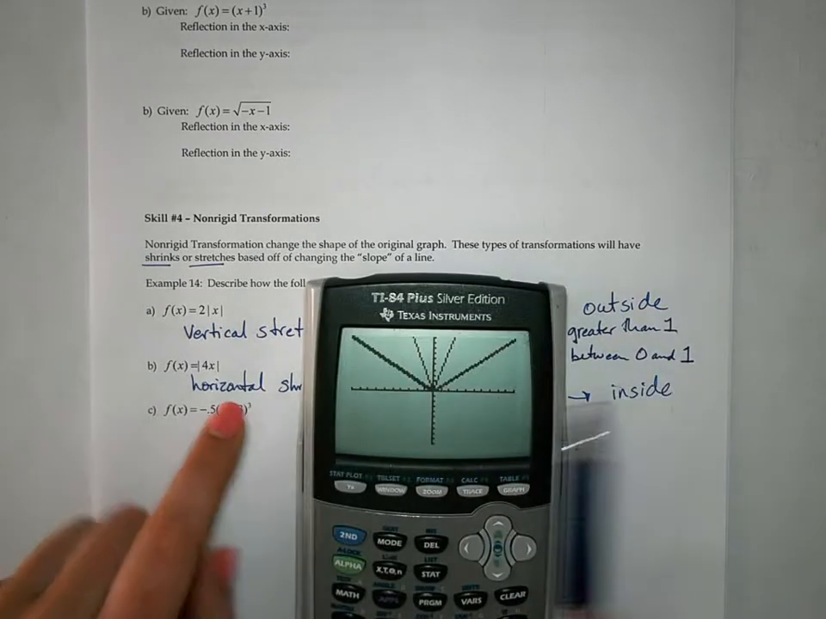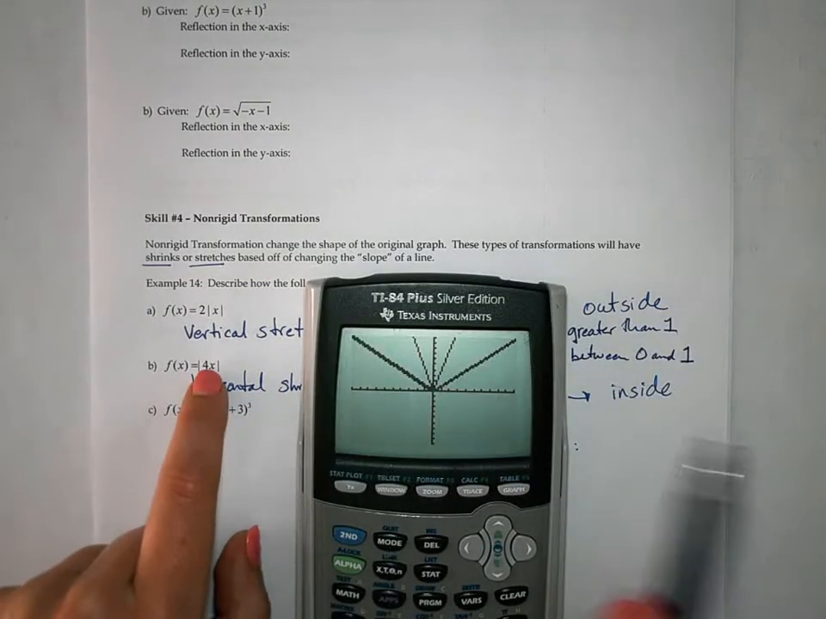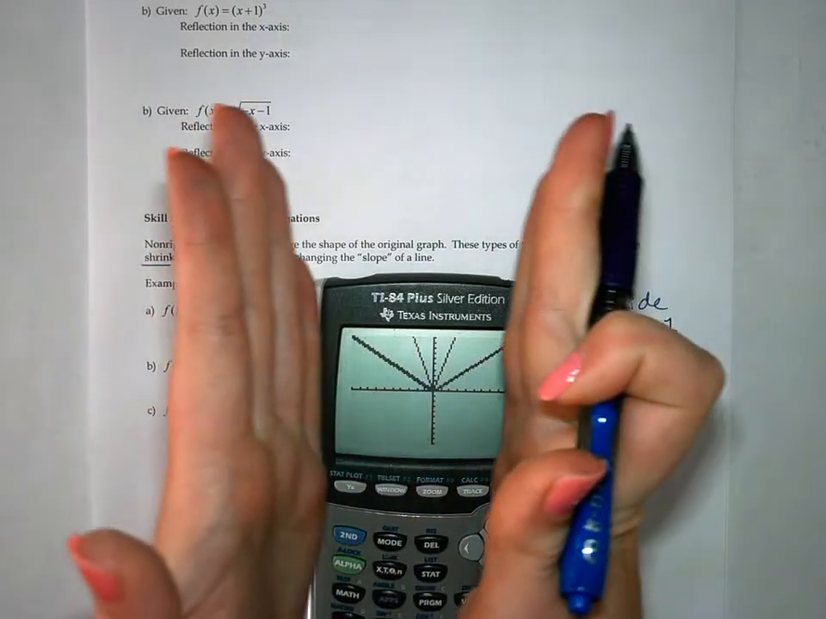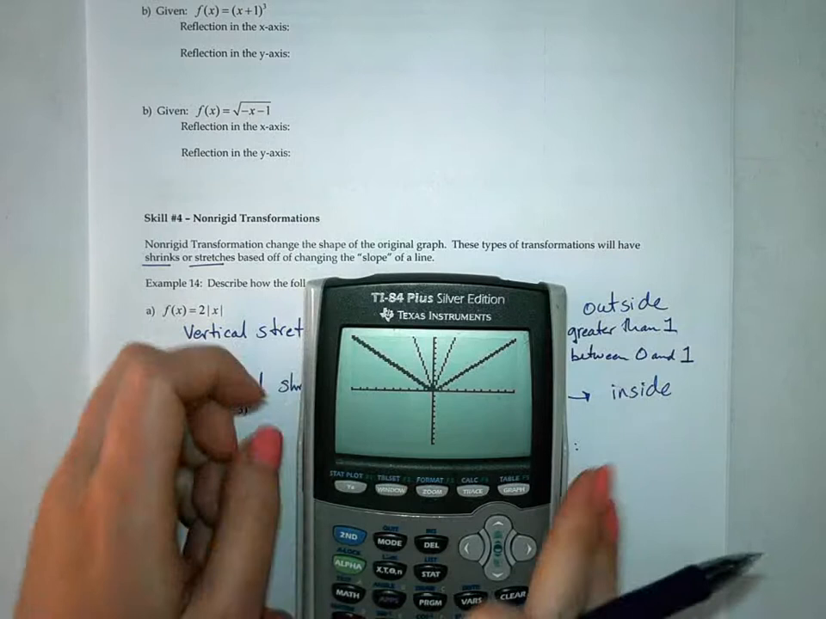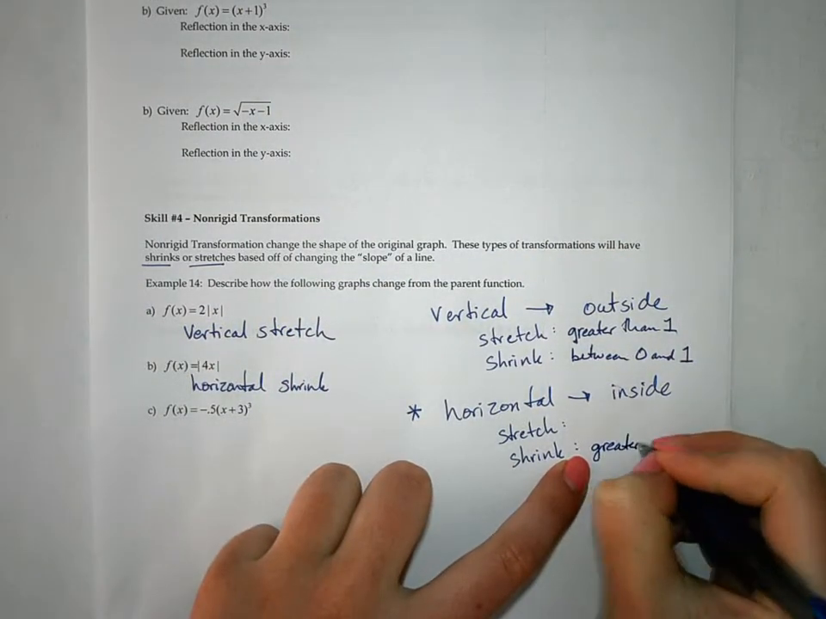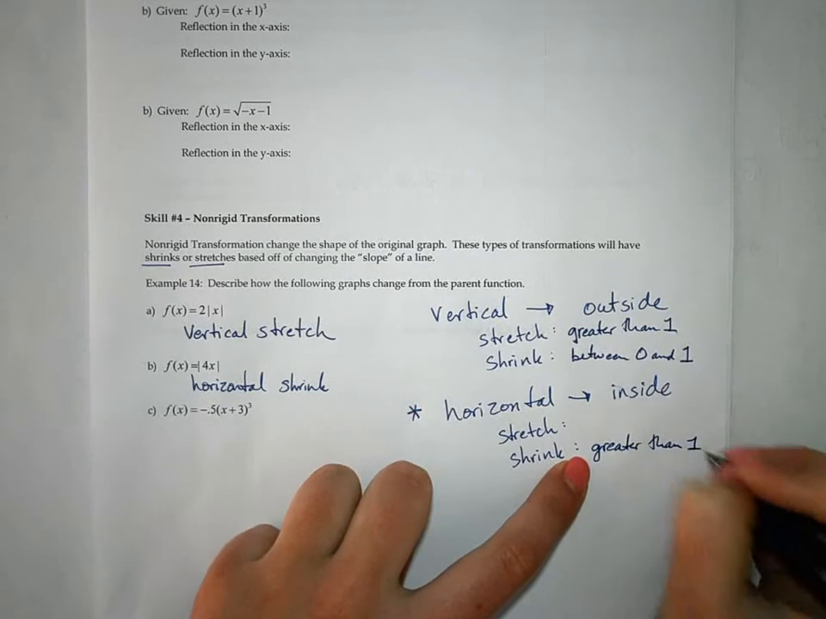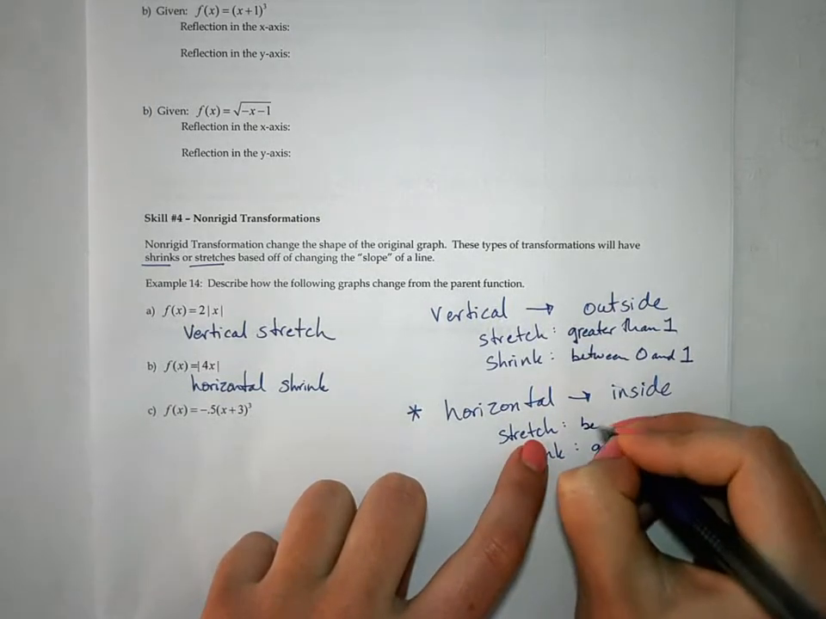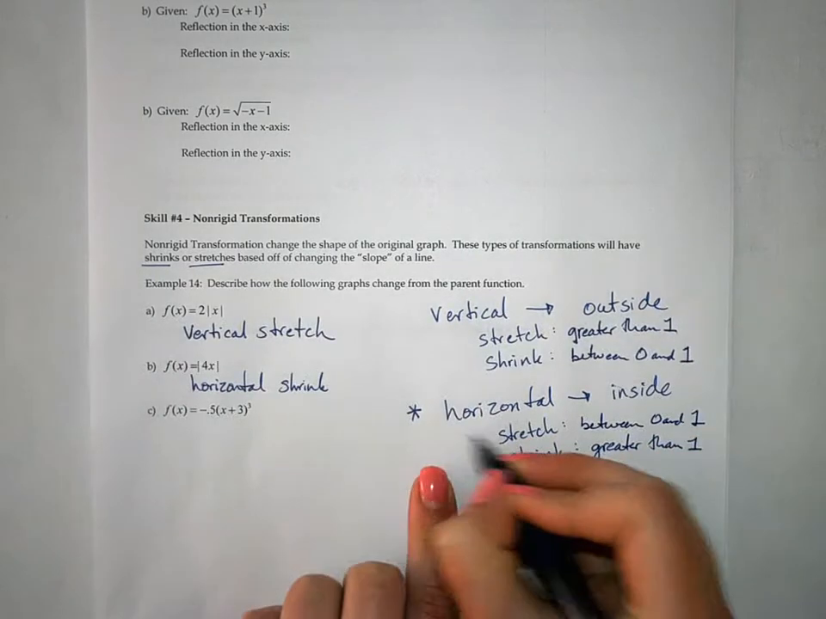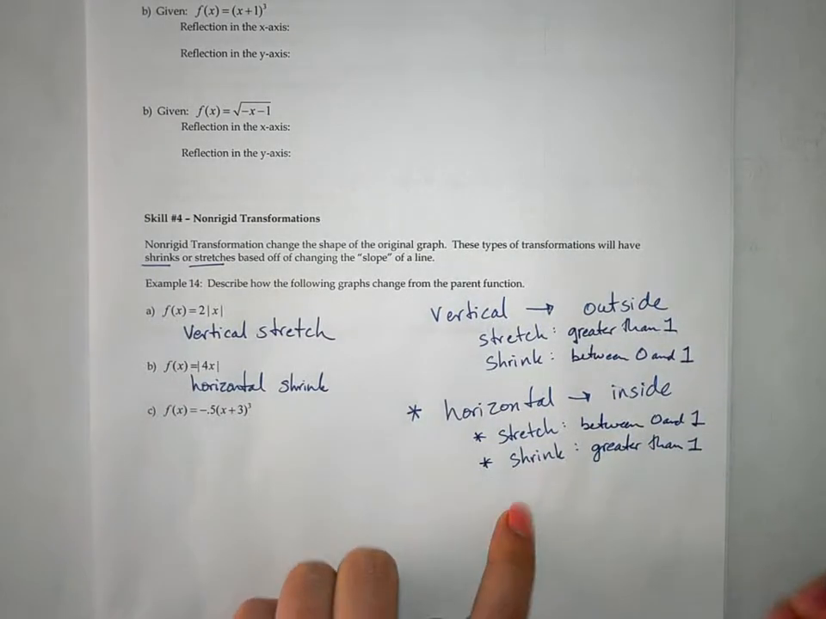When you see a horizontal, you might be thinking, oh, it's greater than 1. Won't that stretch it outwards? Instead, it's shrinking it inwards because it's the opposite of what we think. So shrinks are greater than 1, which means that our stretches will be between 0 and 1. So again, just watching out for these opposites of what you think.